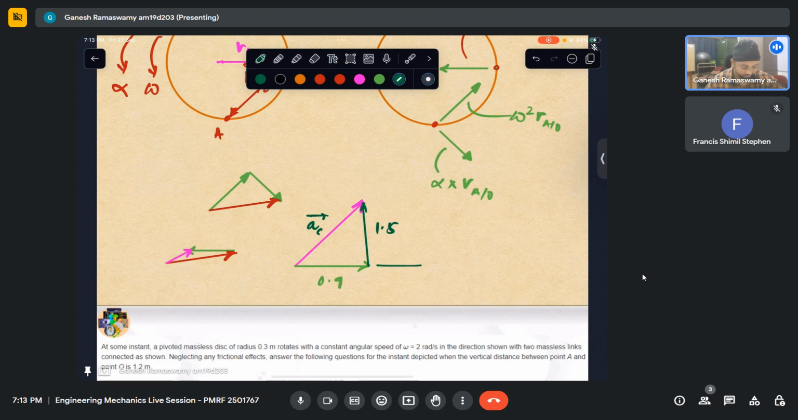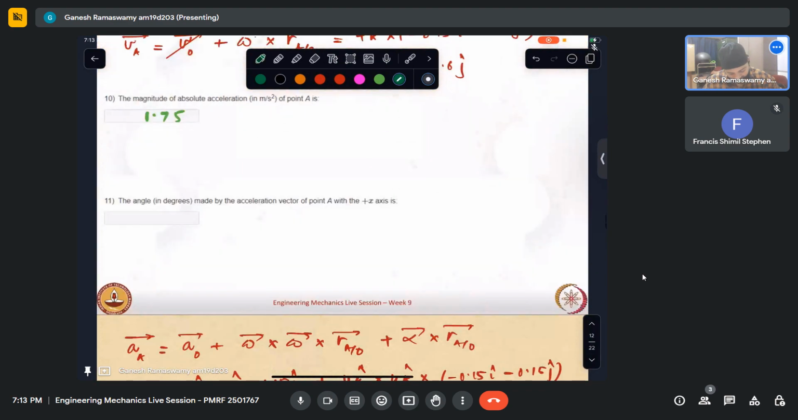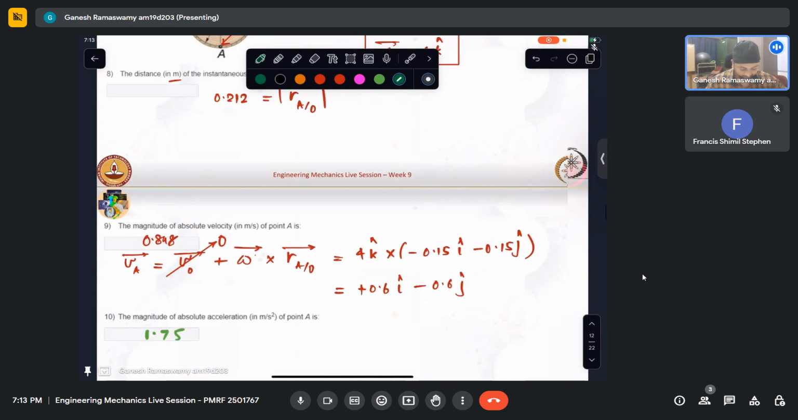So I can see this is actually the x-axis. So this angle is asked. So that angle is nothing but tan inverse of 1.5 by 0.9, which is nothing but 59 degrees, 59.04 degrees.